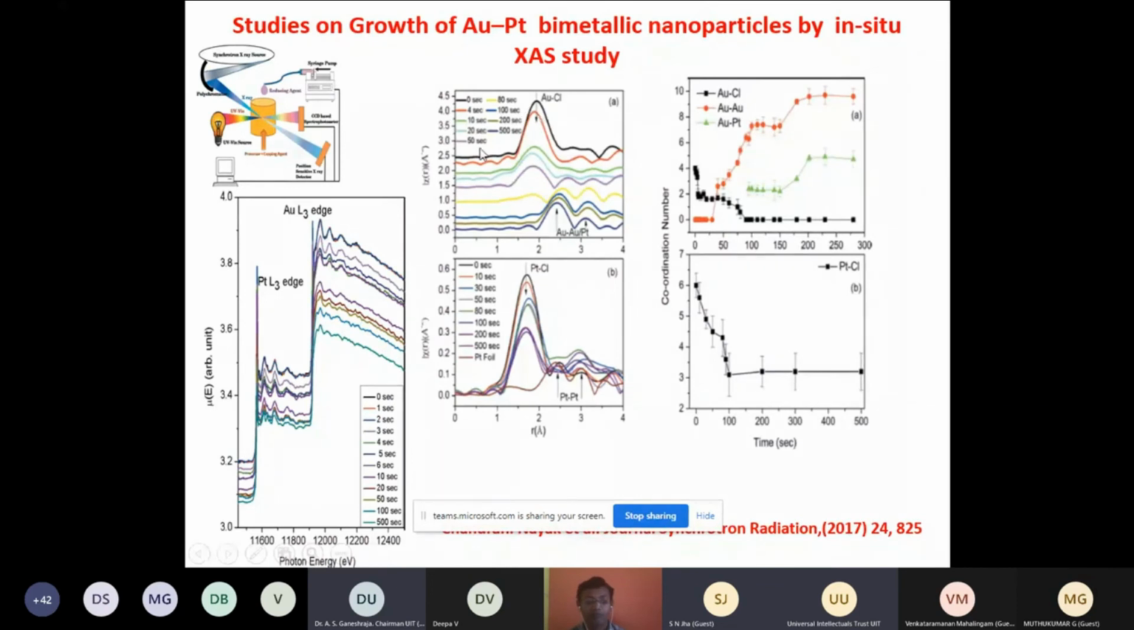As you proceed with time, you can see this bond feature disappearing, and another bond feature appearing. Au-Au and Au-Pt bonds started appearing, and slowly the AuCl bond is vanishing. So very clearly, in situ, you can see the PtCl bond breaking and Pt-Pt or Au bond formation.